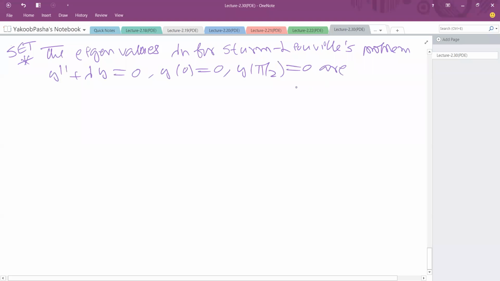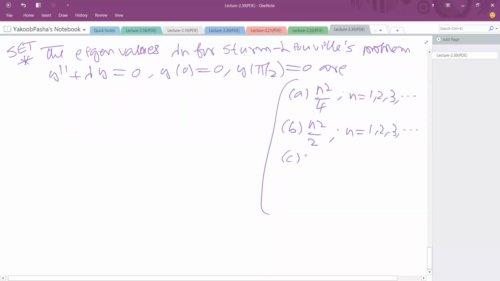Our eigenvalues lambda n are: option A, n square by 4, n equal to 1, 2, 3, etc. Option B, n square by 4, n equal to 1, 2, 3, etc. Option C, 4 n square, n equal to 1, 2, 3, etc. And option D, 8 n square, n equal to 1, 2, 3, etc. These are the options we are given. First I am taking lambda is equal to 0.